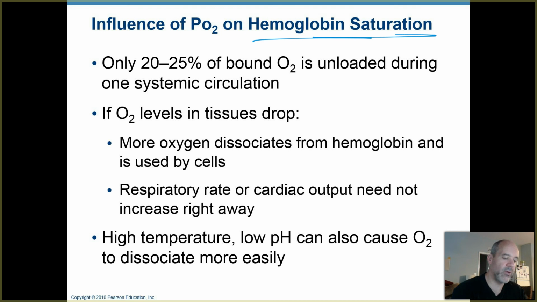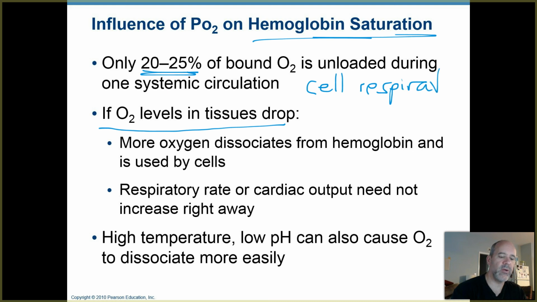In reality, under normal circumstances, only about 20 to 25% gets unloaded to the tissues. So the other 75 to 80% just stays attached to the hemoglobin and keeps circulating around. Now, this makes sense though. Let's say you have tissues where O2 levels have dropped. Why would O2 levels drop lower than they normally would? What's O2 used for? Good old cellular respiration.